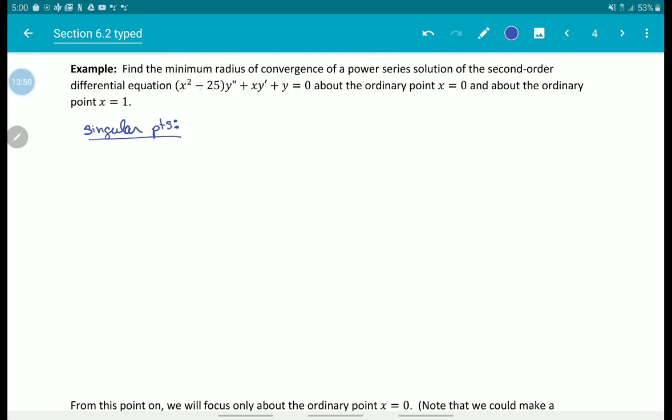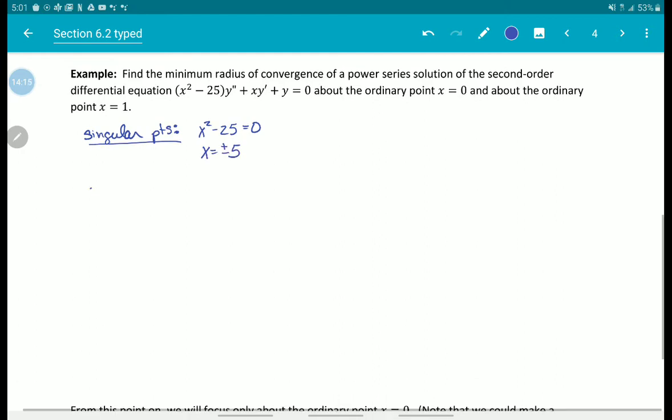If we were to divide everything by that x squared minus 25 to put this in proper form, then our denominator would be x squared minus 25. It's the same concept as setting a2 of x equal to 0, since we would have to divide by that a2 of x. So that's going to give us two singular points, one at positive 5 and one at negative 5. So think about this in terms of a number line. Here's our singular points, negative 5 and positive 5.